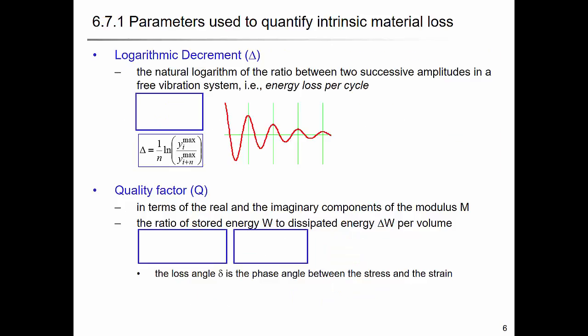So you can get the damping, and also, as I told you before, you can get the logarithmic decrement from the free vibration decay. So here the delta is another term to describe the attenuation or the intrinsic material loss. And this delta is defined by this equation. So here, for example, here is the yi max. And the next cycle is here, right? After the next cycle, this is yi plus 1 max. So this is the energy loss per cycle.